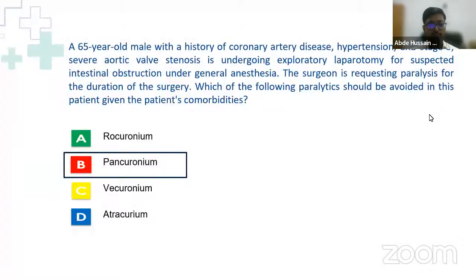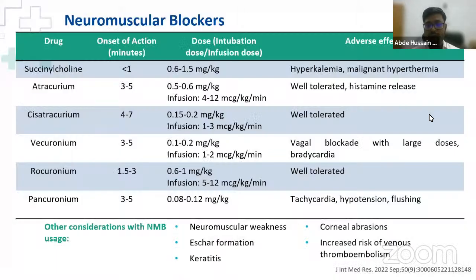So yes, pancuronium, because of the tachycardia and hypertension, which might further complicate the case, should be avoided in this case. Now, while using neuromuscular blockers, we have other considerations that we need to take into consideration, such as neuromuscular weakness, eschar formation, keratitis, corneal abrasions, and increased risk of venous thromboembolism.